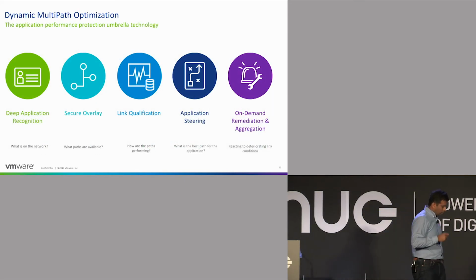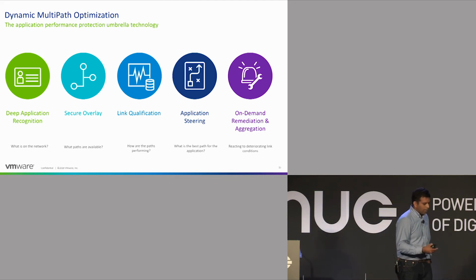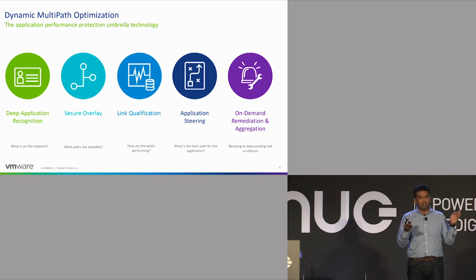So we talked about security. The next important thing is application assurance. We talked about all the real-time traffic going out to the internet. Dynamic multipath optimization is the technology name that we have for a suite of implementations that we have internally.